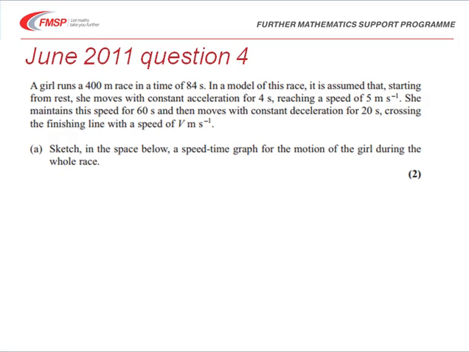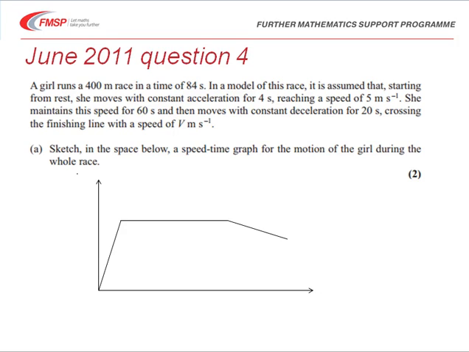So in part A then, we're sketching a speed time graph. So first of all, putting the axes on, and then the first part of the motion we've got a constant acceleration, so a line moving up with a constant gradient, then remains at a constant speed until finally decelerating to some speed that we have to find in the final part of the question.